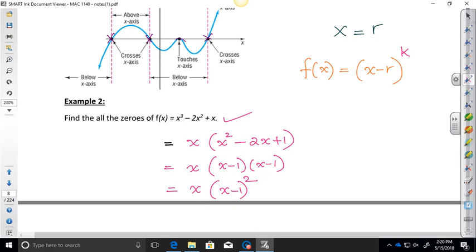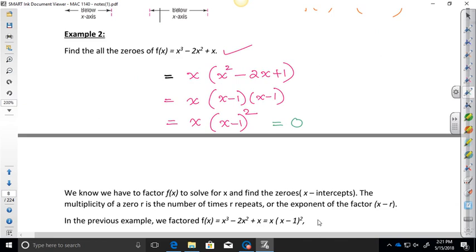Because we need to find the multiplicity. Multiplicity means how many times it's repeating. That's the exponent. So if I find the zeros, I set this equal to 0, right? That's how I find the zeros. And obviously, from here, I get x equals 0. From here, I get x equals 1. So those are the zeros.